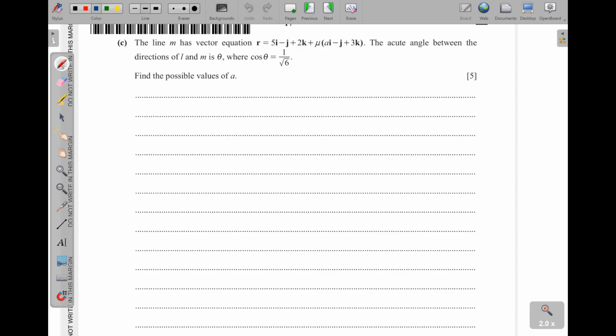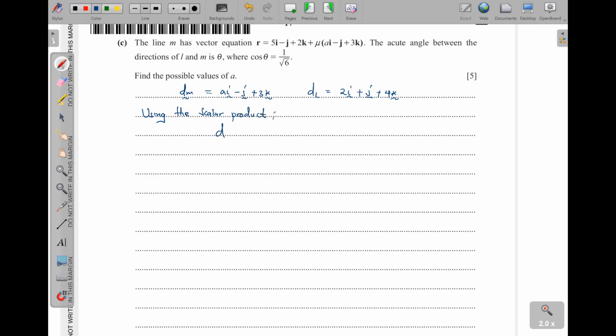Now, I'm going to use the directional vectors of the lines. So the directional vector of line M is going to be a i minus j plus 3k. And then the directional vector of L, we have seen it is 2i from the previous working plus j, plus 4k. So using the dot product, sometimes we call it the dot product or the scalar product. In the list of formulae, you find it when it is written as the scalar product.